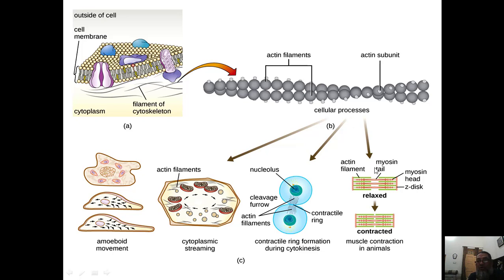What are the functions performed? This is muscle contraction, this is the relaxed form, this is the contracted form, and this is cell cleavage, which is also a function of actin filament. These are cytoplasmic streaming, meaning movements of all the organelles and engulfed material within the cytoplasm. And this is amoeboid movement, which I told you about during my previous slide.